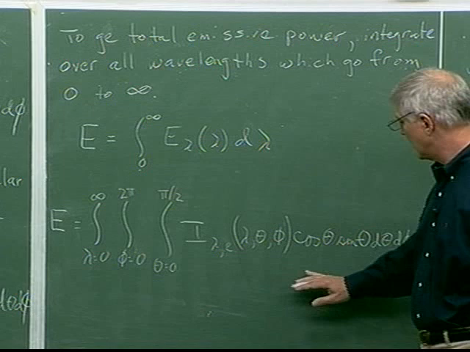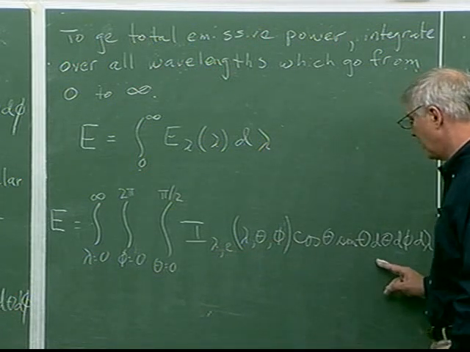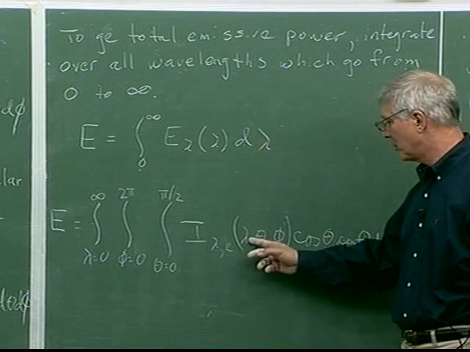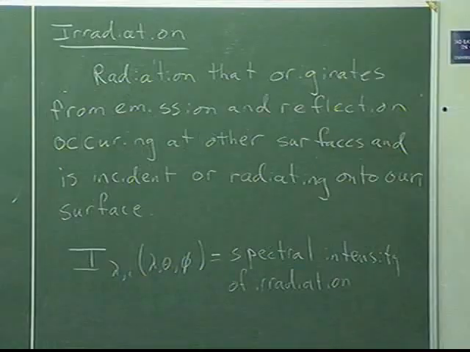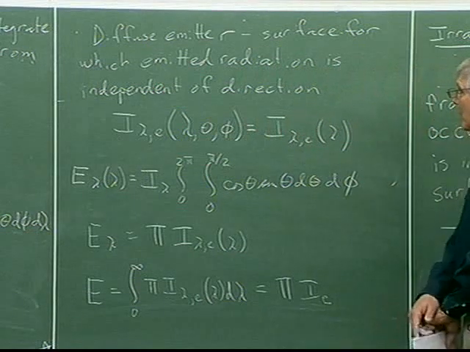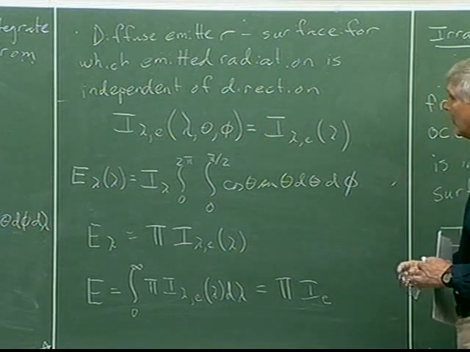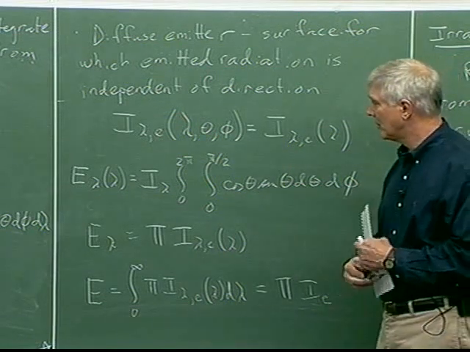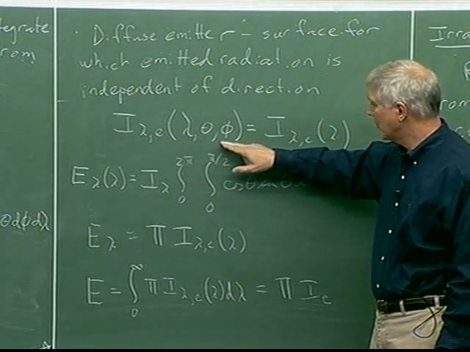Okay, so we still have to know what I is here. We don't know what that is. We can integrate this, but before we do that, we have to know how the intensity varies with lambda, theta, and phi. All right? In the next step, we're going to talk about what's called a diffuse emitter. A diffuse emitter is a surface for which emitted radiation is independent of the direction. So in our spectral intensity, we had not only wavelength, but we had a directional dependence.